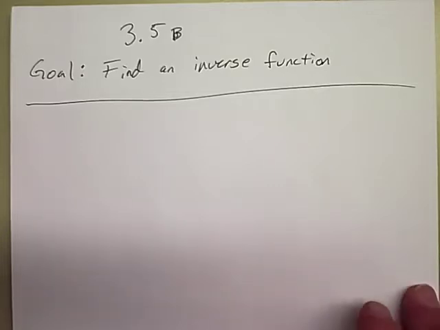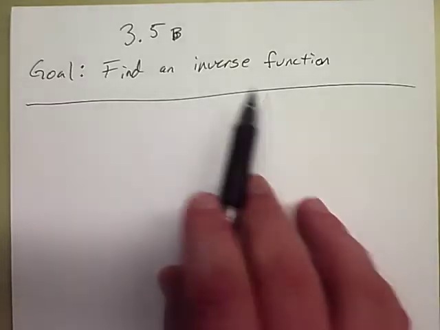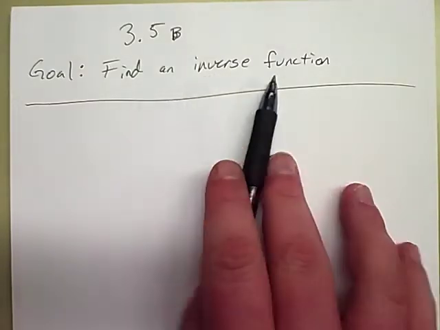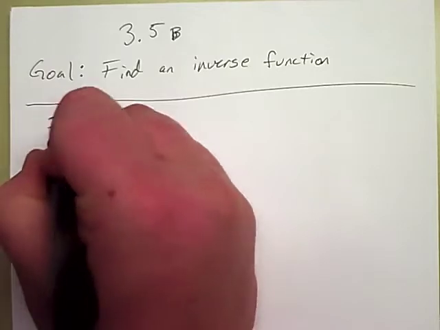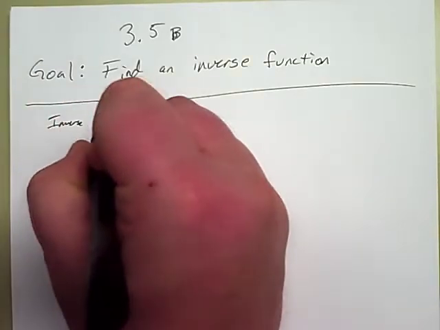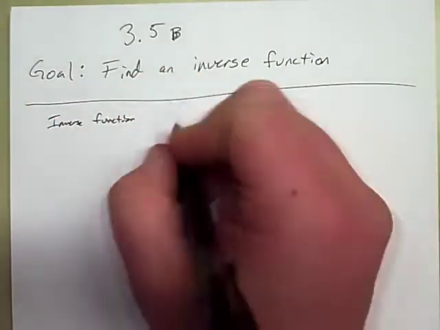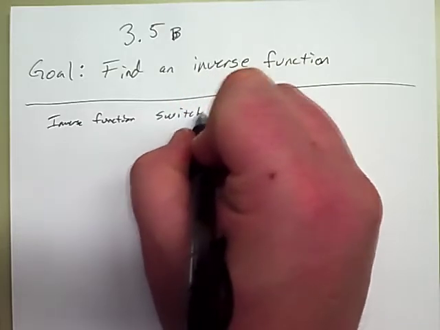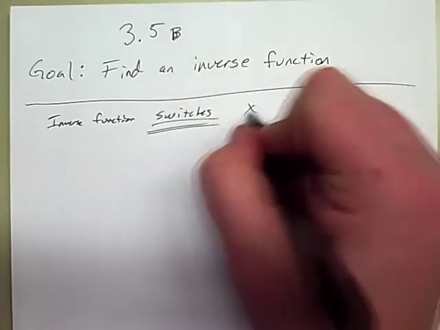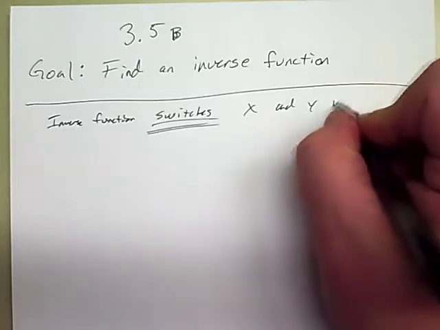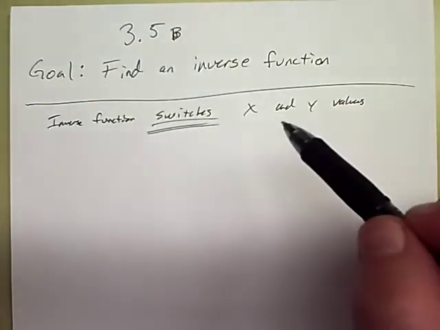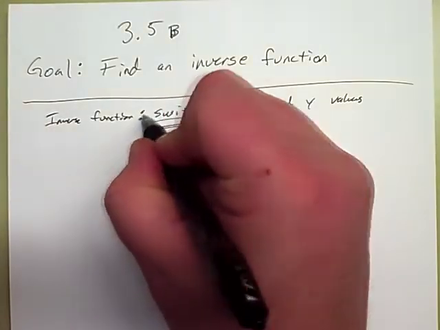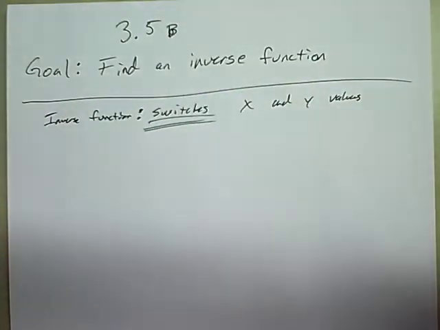All right, we're looking at 3.5b. Our goal here for 3.5b is to find an inverse function. And just remember, an inverse function switches the x and y values. That is our basic definition for inverse functions, and that's really how I want you to think about them.